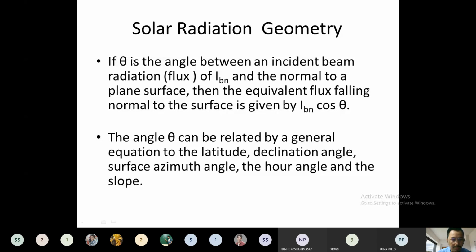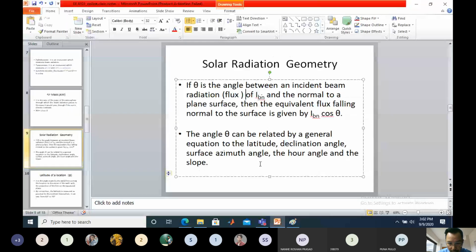If you consider theta is the angle between an incident beam radiation, or sometimes known as flux, represented by this IBN, and the normal to a plane surface, then the equivalent flux falling normal to the surface is given by this formula. Now let's have a look what it is trying to say.